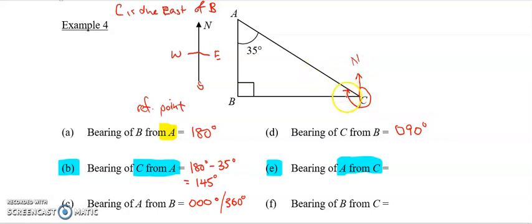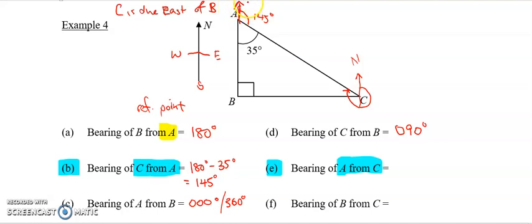So this is the big angle that we're supposed to find as bearing, which is different from the answer in part B. Although the points involved are the same, the reference point changes, so the bearing angle will change. So how do we find this? We have already worked out in the earlier part that this angle here is 145 degrees.